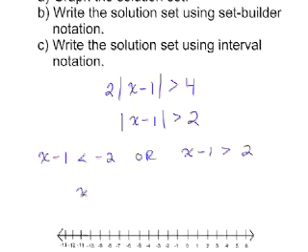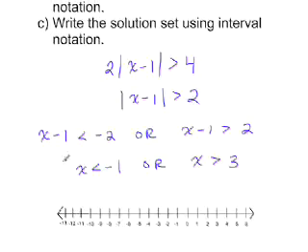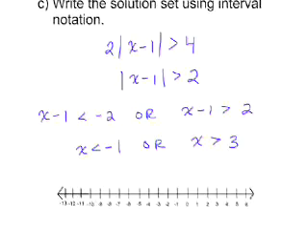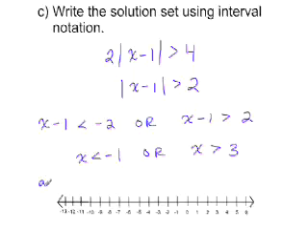On the left, we would get x is less than, adding 1 to both sides, x is less than negative 1, or x is greater than, again adding 1 to both sides, x is greater than 3. So we're looking for the values of x that are less than negative 1 or values of x that are greater than 3. X is not allowed to equal negative 1 or 3, so we'll have parentheses on our graphs, which we're about to see next step.